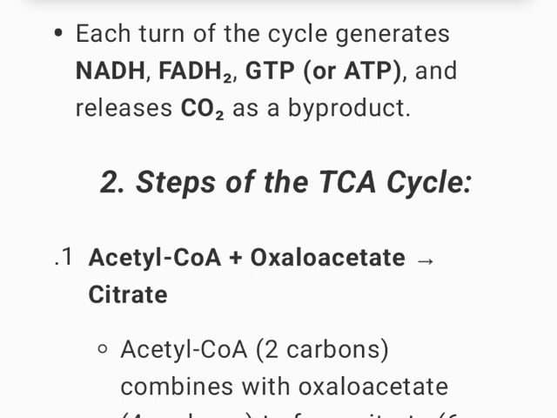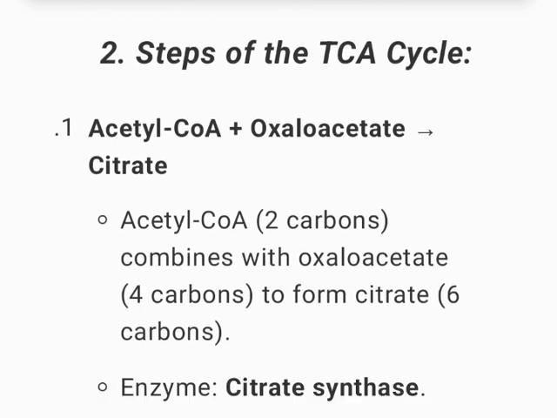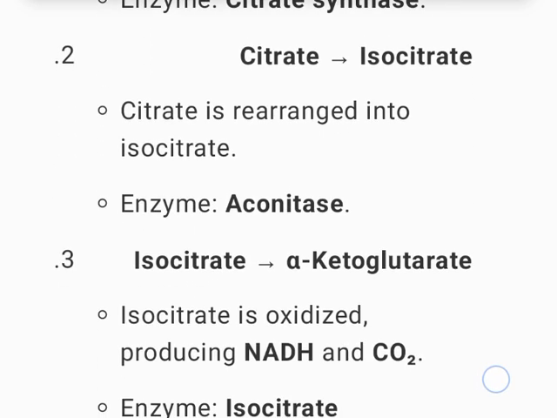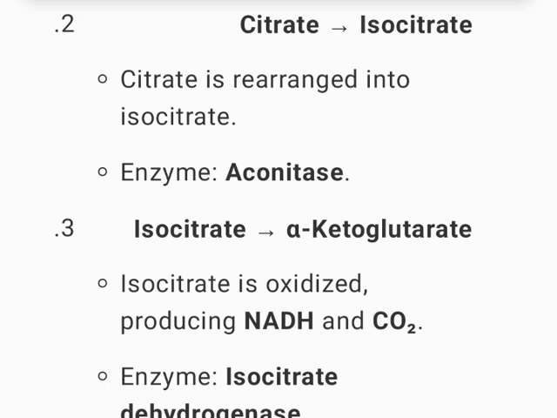2. Steps of the TCA cycle. 1. Acetyl-CoA plus oxaloacetate, citrate. Acetyl-CoA, 2 carbons, combines with oxaloacetate, 4 carbons, to form citrate, 6 carbons. Enzyme: citrate synthase. 2. Citrate, isocitrate. Citrate is rearranged into isocitrate. Enzyme: aconitase.